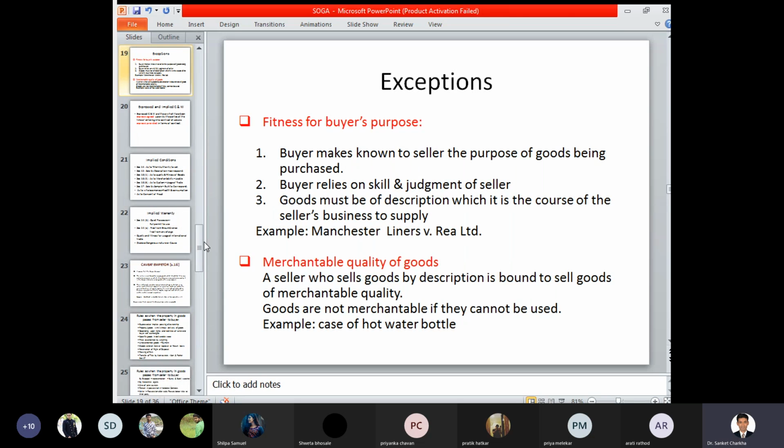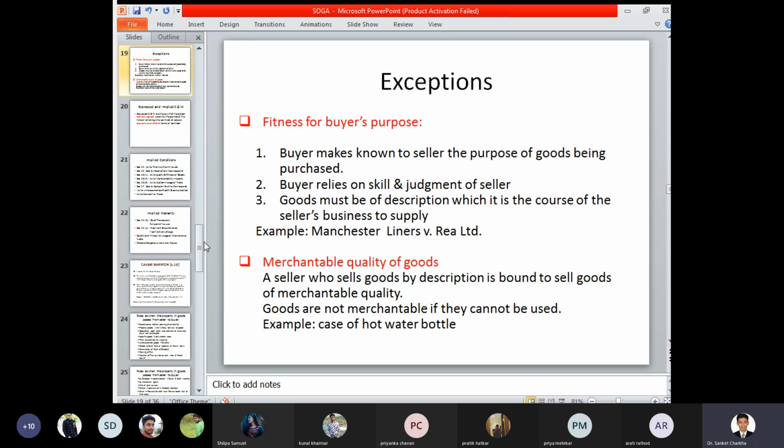Now, exceptions to the general rule. Whenever we are dealing with the concept of the Sale of Goods Act, the major concern was with respect to the possession, the ownership, and the title of goods that has to be identified. Another exception provided to the general rule is with respect to fitness for buyer purpose. So the buyer makes known to the seller the purpose of buying the goods and services.